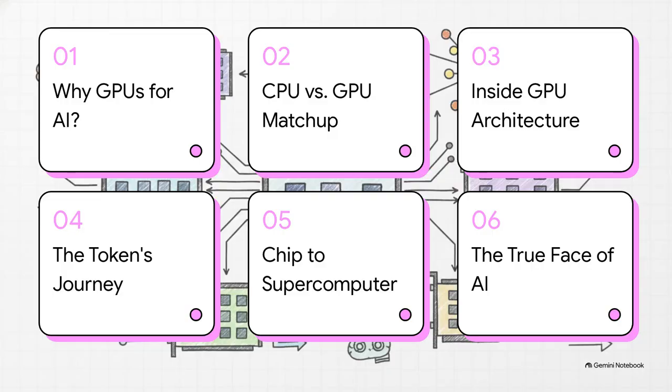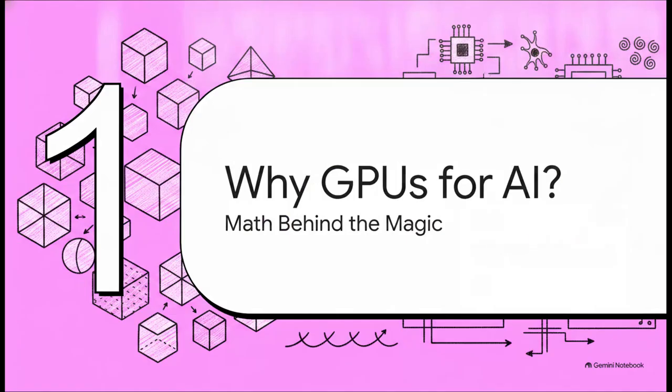Okay, so here is our highly structured roadmap for today. First, why GPUs for AI? Second, the CPU versus GPU matchup. Third, inside the GPU architecture. Fourth, the token's journey. Fifth, from chip to supercomputer. And finally, number 6, the true face of AI. Let's dive right into Section 1.